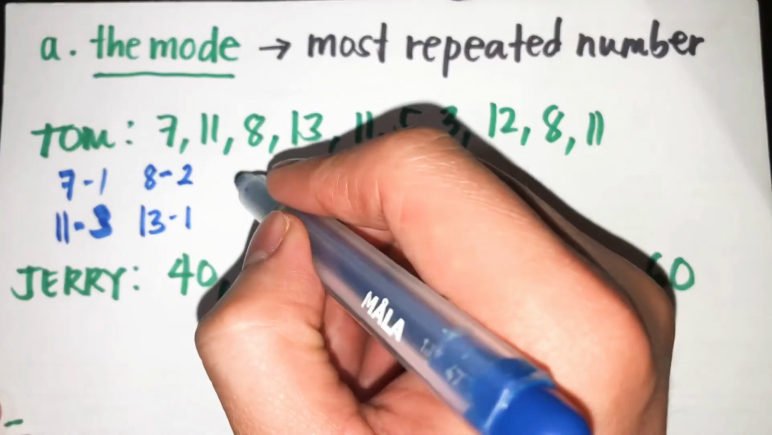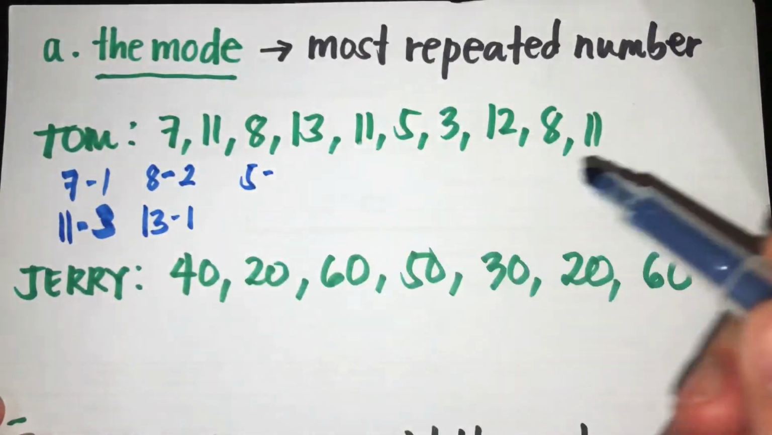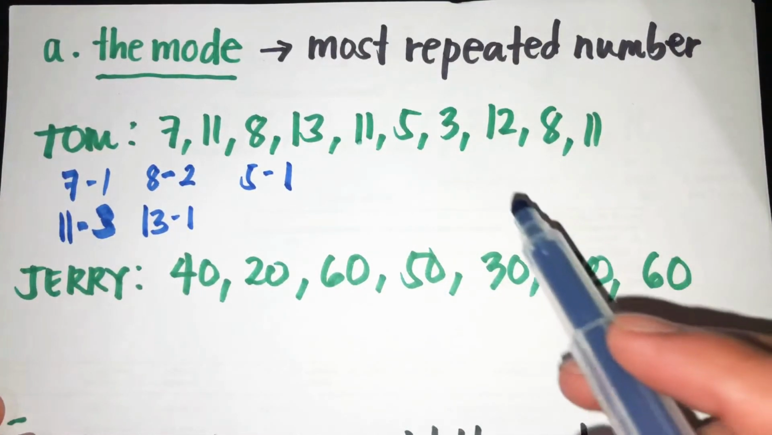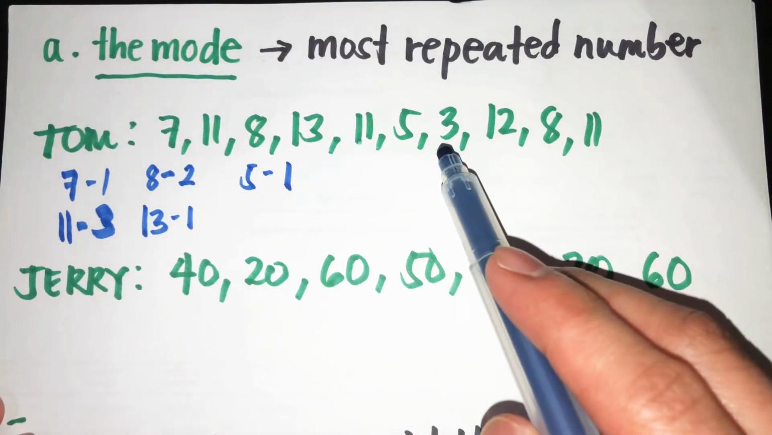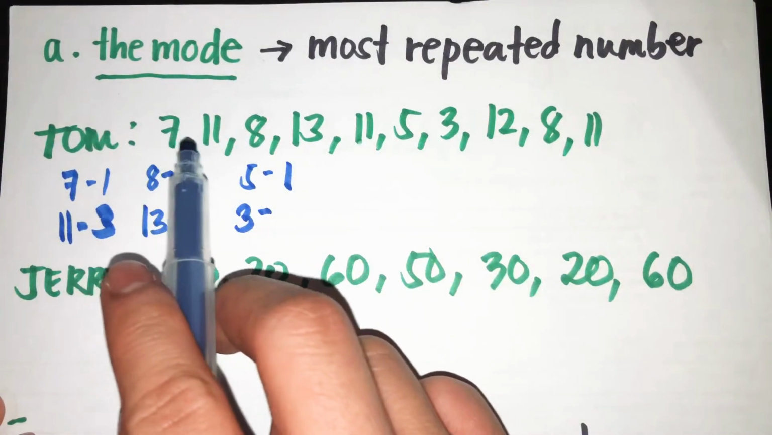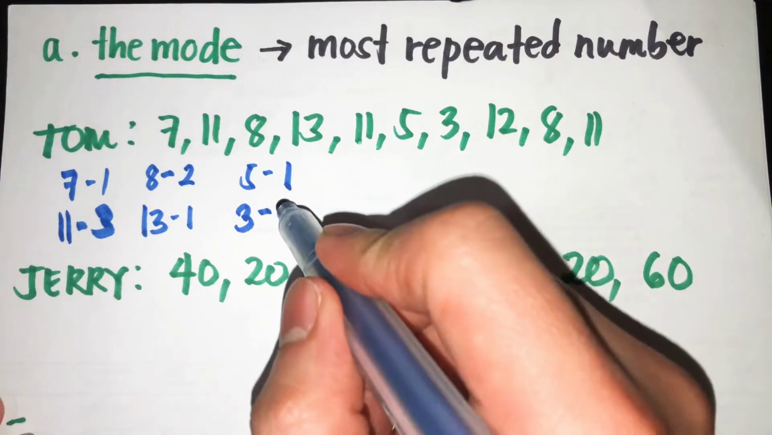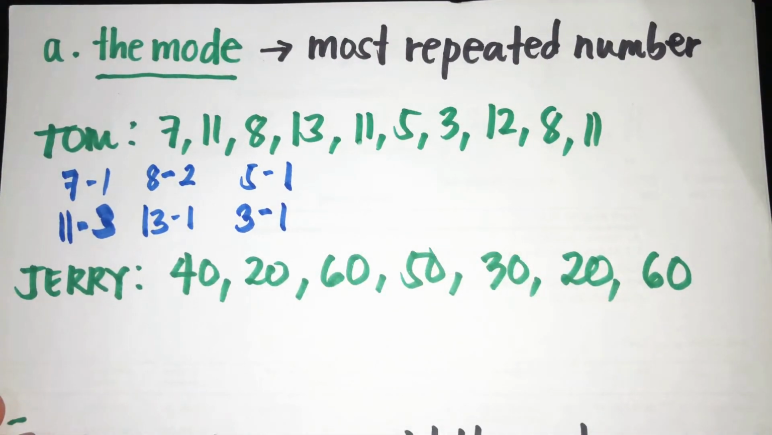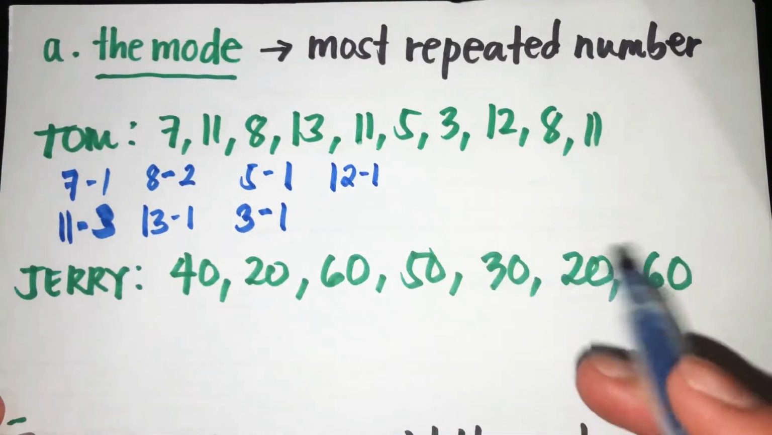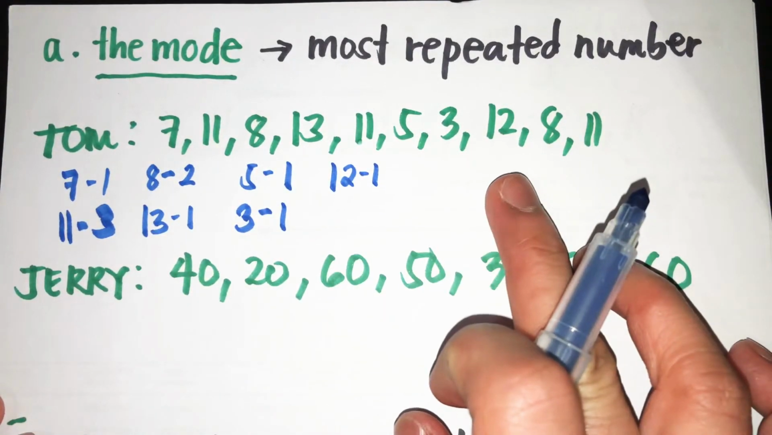Then for 5, it appears also once. Then for 3, it appears once also. Then for 12, it appears also once. Okay?